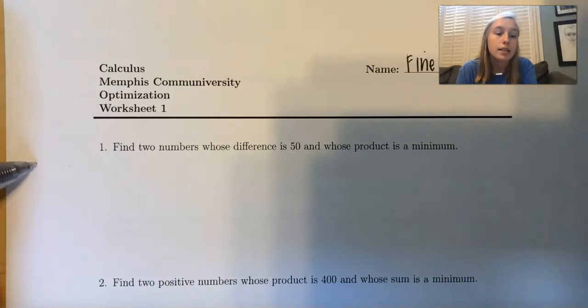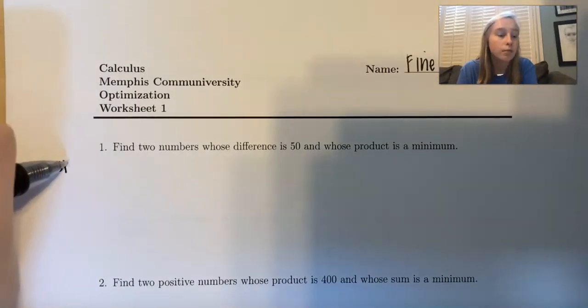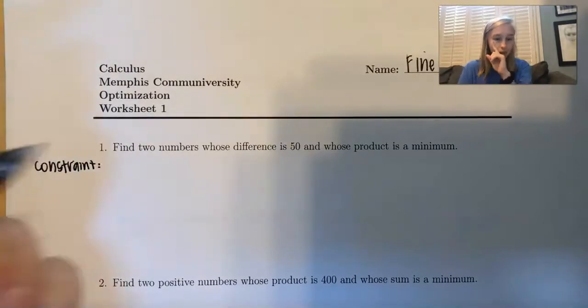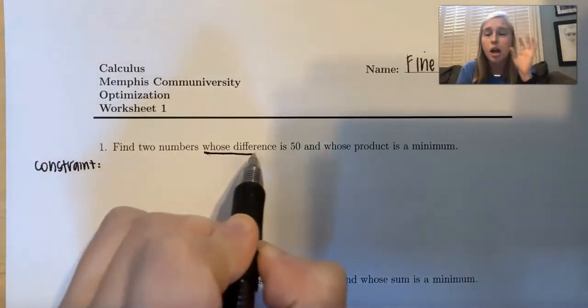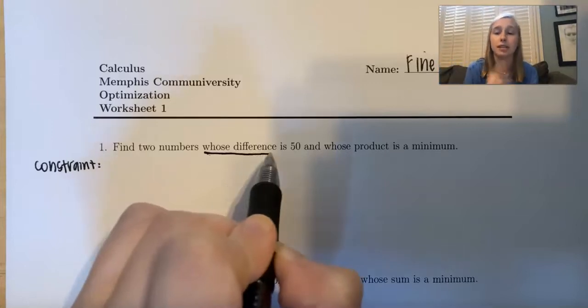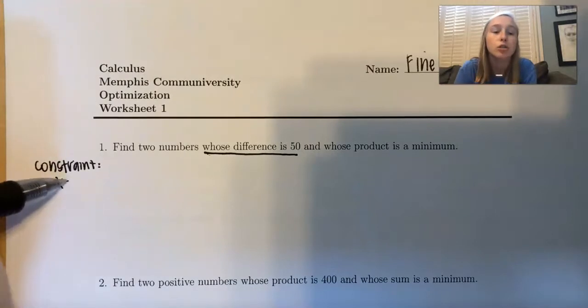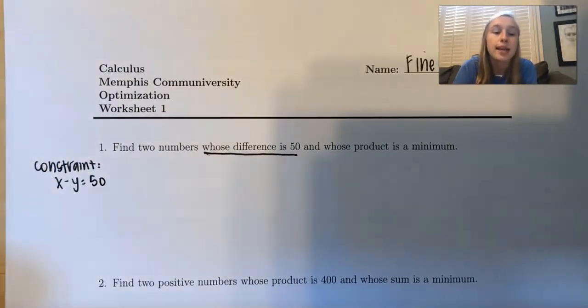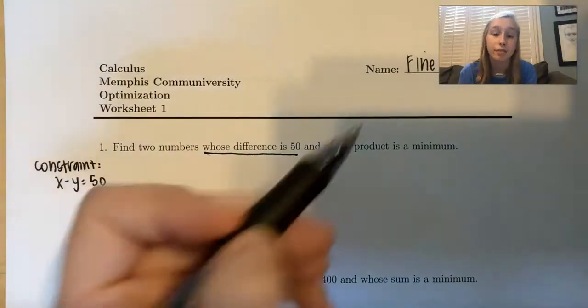So for number 1, identifying the 2 functions. A constraint typically looks like whose difference is 50, whose sum is 45, whose product is 27. Things like that. A constraint actually has a number in it, as opposed to the second function, which you'll see in a second. But the constraint is usually one that has a number in it. So in this case, x minus y equals 50, whose difference is 50.